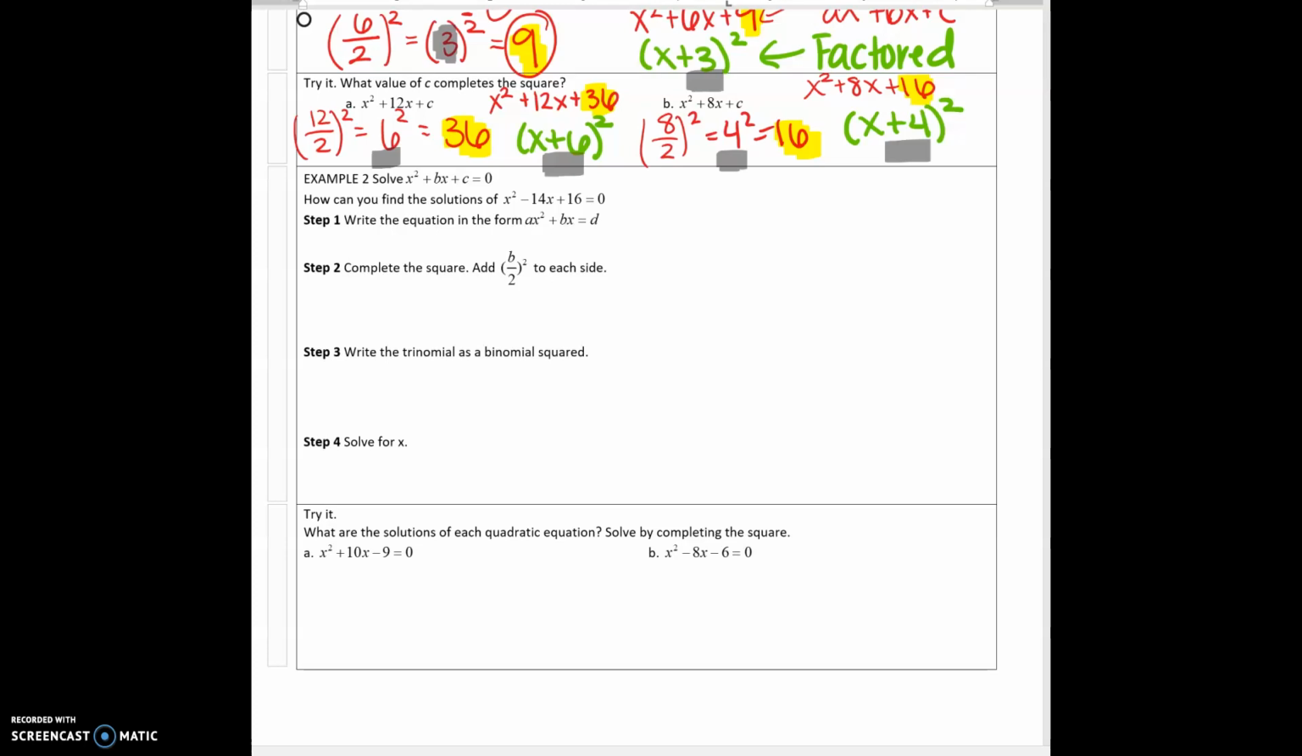Okay, so now we are going to use 4 little steps here and complete the square in order to solve this. So we are actually going to solve it, which means we're solving for x or finding the zeros or the x-intercepts. So the very first step is we're going to write the equation in the form of this here. So we're going to only have x squared plus bx on one side, and everything else is going to be on the other side. So I'm just going to rewrite this over here just so we can see it.